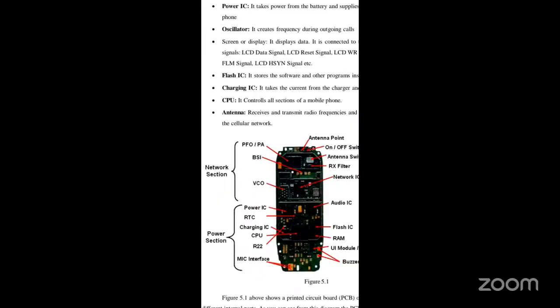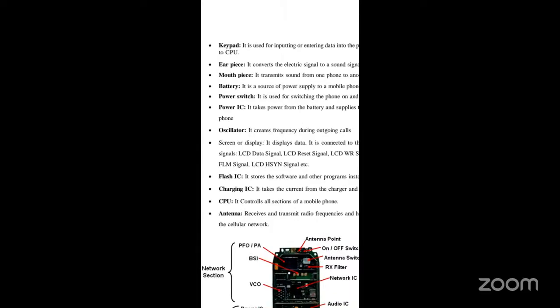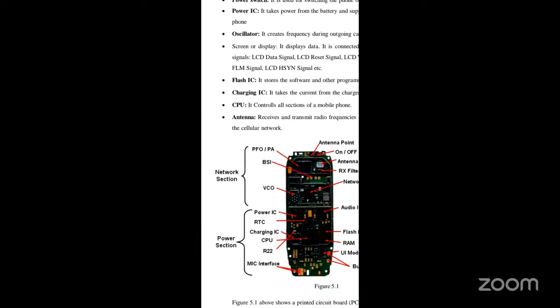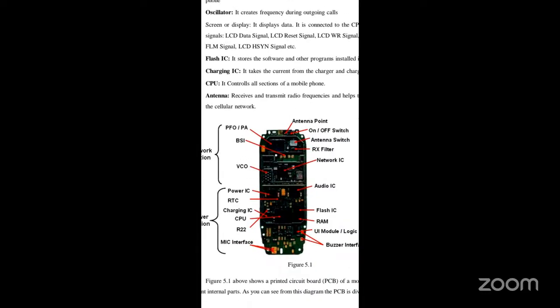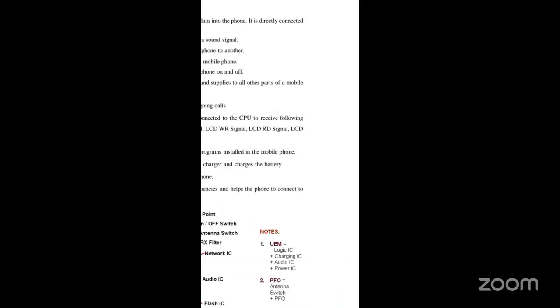Oscillator, flash IC, charging IC, CPU, antenna. What are the parts involved in the mobile phone? The working function of each and everything is defined in the above underlines. Charging IC, oscillator, power switch, battery, mouthpiece, earpiece, etc.